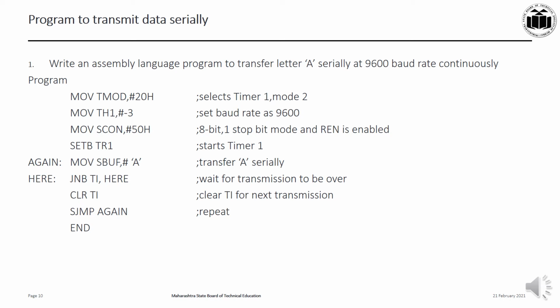To transfer the character, we are using the MOV SBUF, #'A' instruction, which will transmit the ASCII code of A into the SBUF register, and we now have to wait for the transmission to be over by using the instruction JNB TI, here. When the TI bit is set, we have to clear TI by using CLR TI for the next transmission, and to continuously send this character A, we have to repeat this procedure, so we can jump to again.